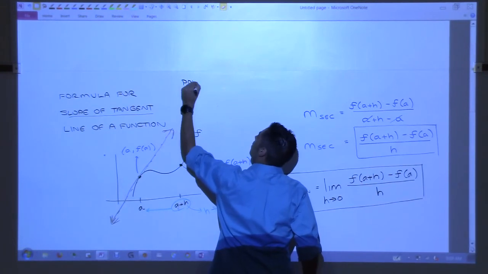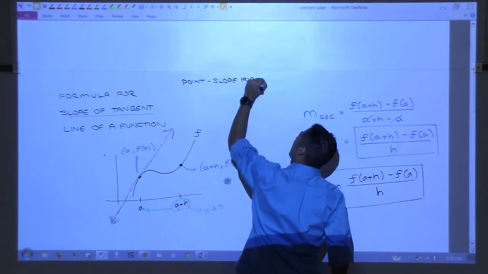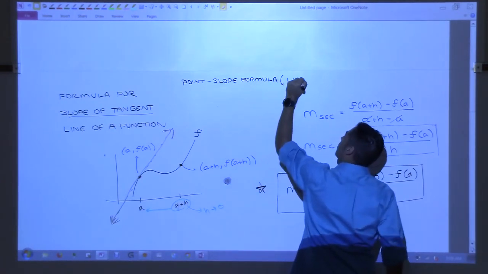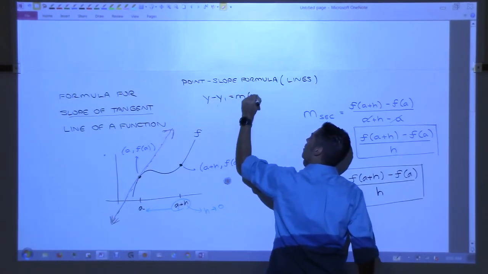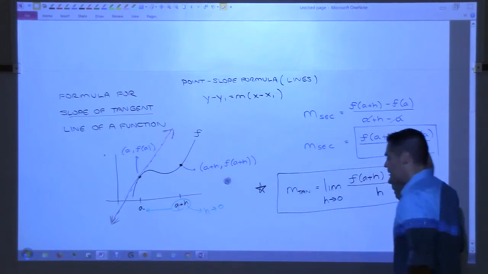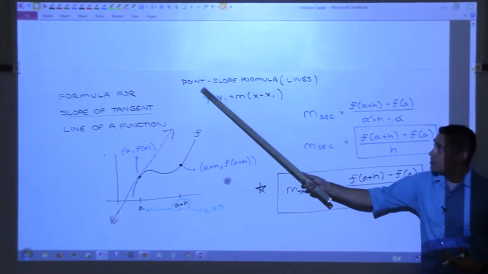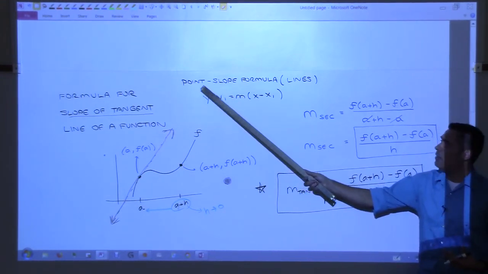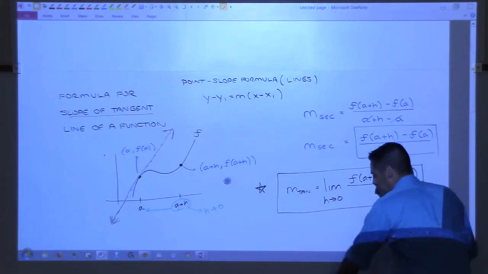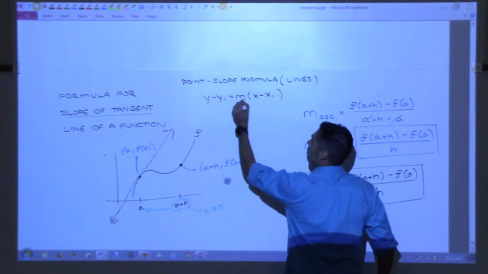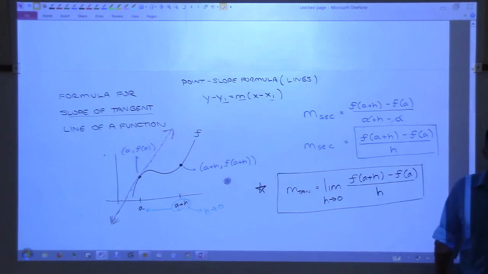This point slope formula. This is a formula for lines. And it goes like this. y minus y1 equals m times x minus x1. Does that look familiar? When do you use this formula? When you have a point on the line and the slope of the line. When you have that information, you use this formula. And specifically, you just replace m with the slope that you have, and you replace x1 and y1 with the point that you have.